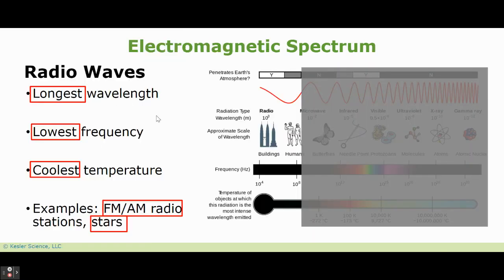So make sure you write down what's in red. Oh yeah, the examples. We've got FM, AM radio stations and stars. Those are examples of radio waves.